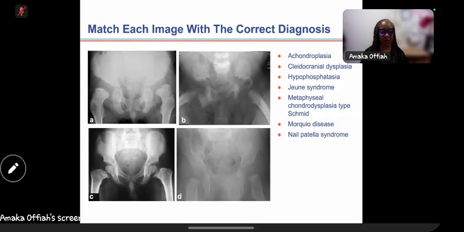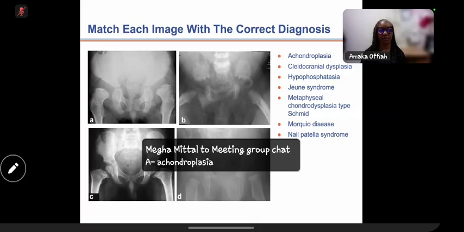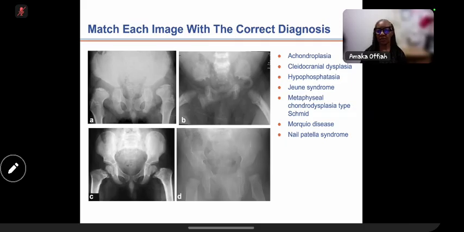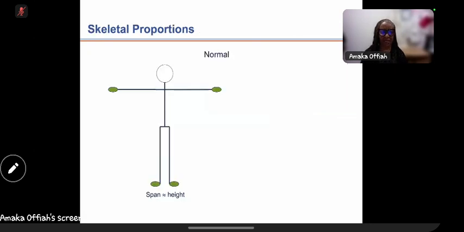Okay, and then now we move on to pelvic radiographs. Again, the same 7 conditions that we had on the previous slide, but pelvic radiographs. And they're not necessarily the same condition each time. So the pelvic radiographs may not correspond to the chest radiographs. So whatever you put for A in the chest doesn't have to be the same answer for A in the pelvis, if that makes sense. Okay, so we'll find out the answers later on.